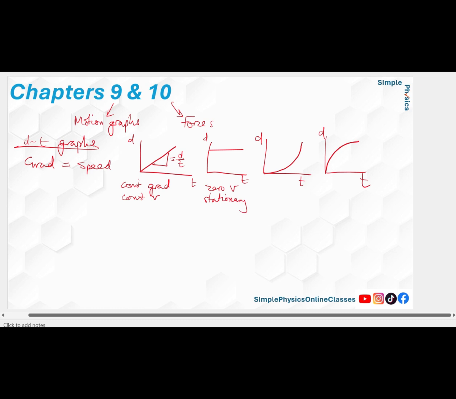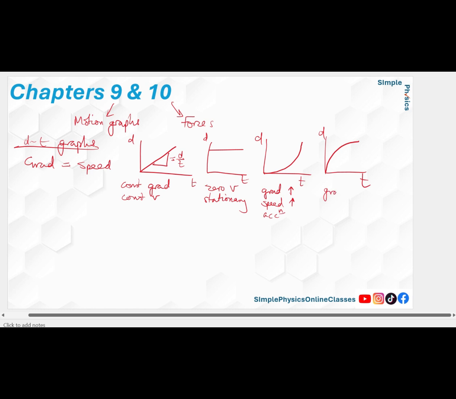Okay, here, what do you know about the gradient? The gradient is increasing. So therefore, the speed is increasing. Therefore, it's an acceleration. Okay, so see how I worded that? I started off with what does the gradient represent? There's only one fact here that you need to know. And then what have you got here?